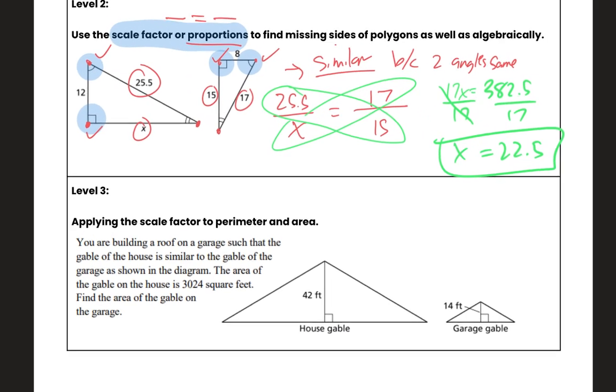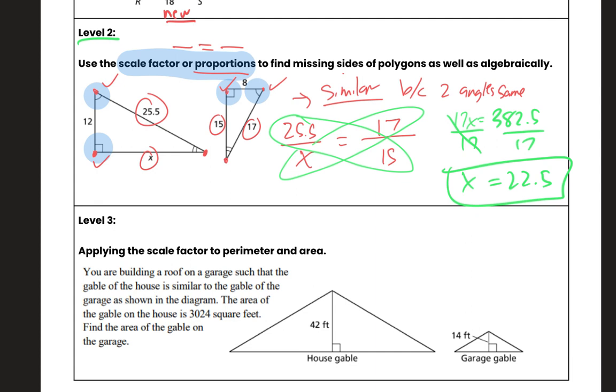Okay, so now let's step it up. That was a level 2 question. Okay, that's where most of them are. Now let's go to level 3. So this is applying scale factors for perimeter and area. Okay, so we remember perimeter means add all the sides. Okay, and area is inside a shape. Okay, so let's read this.